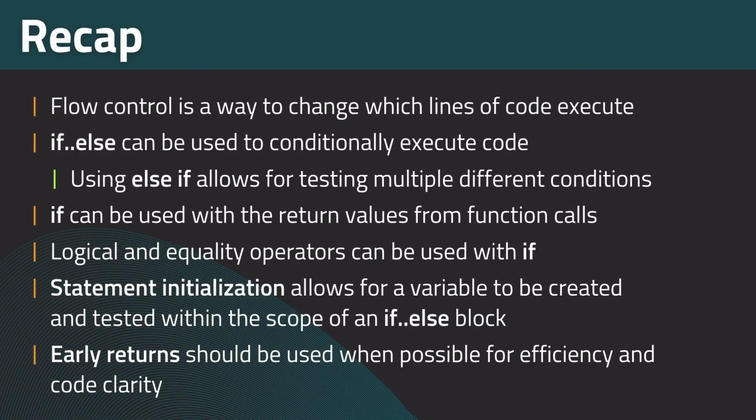Let's recap. Flow control is a way to change which lines of code execute. If else can be used to conditionally execute code. And we can also use else if for testing multiple different conditions. If statements can be used with return values from function calls, and logical inequality operators can also be used with if statements. Statement initialization allows for a variable to be created and tested within the scope of an if-else block. And early returns should always be used when possible for efficiency and code clarity.